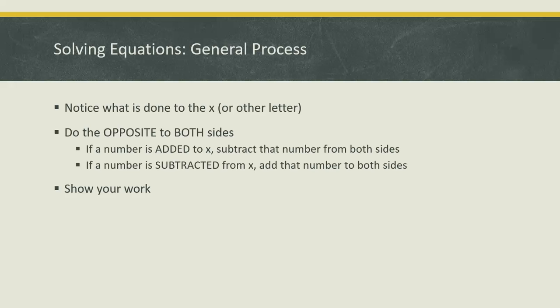If some number is added to x, we subtract that number. That makes a zero pair. If a number is subtracted from x, we add that number. Remember, in order to stay balanced, we have to do the same thing to the left and the right side of the equal sign.